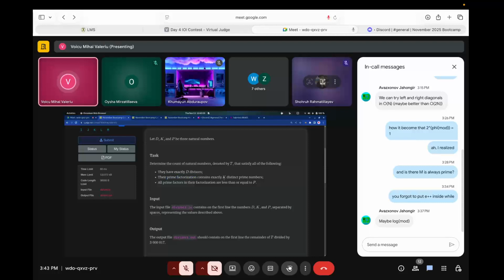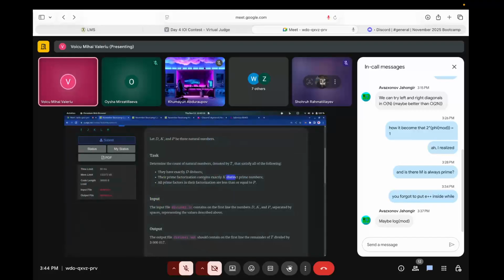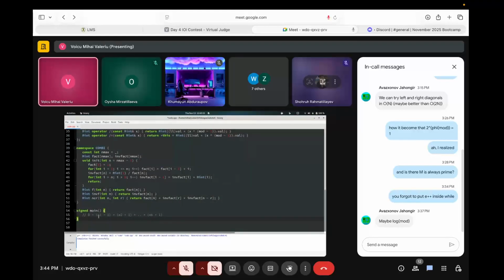Their prime factorization contains exactly k distinct prime numbers. So we have to split T into numbers of length k. And all prime factors in their factorization are less than or equal to p. This is a trivial caveat, because then what it means is that we have to select the prime powers that are otherwise not described within this equation.